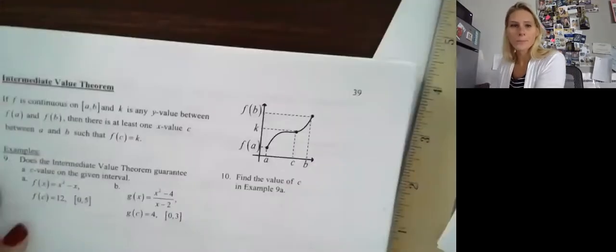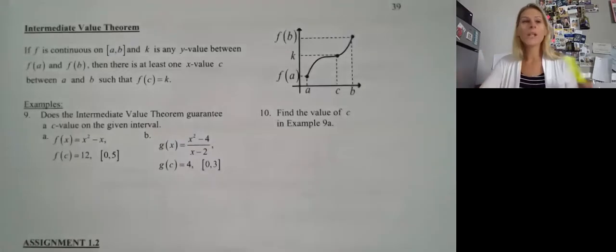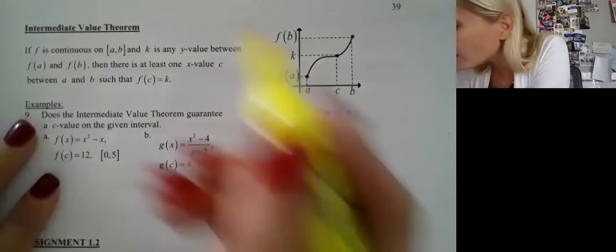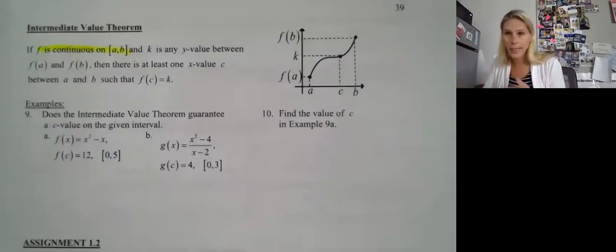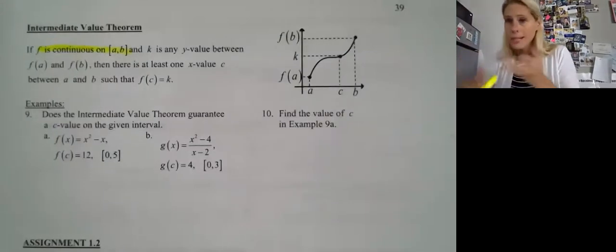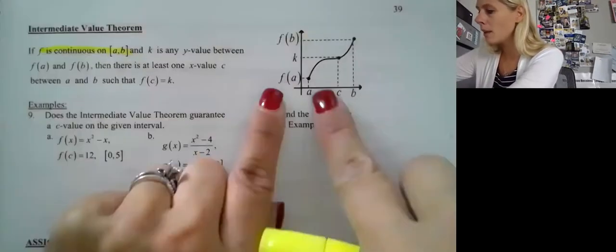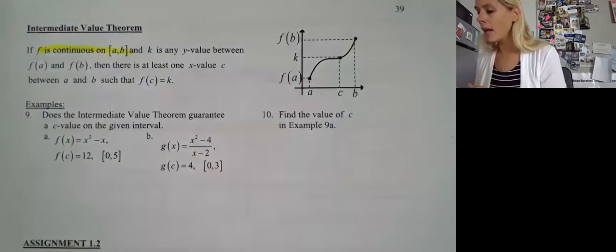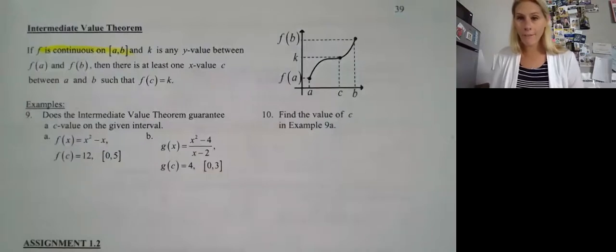Okay, one last part. The intermediate value theorem, okay? So let's look at this in parts. First of all, you can only use the intermediate value theorem if f is continuous on a certain interval. So it has to be continuous. So no holes, no asymptotes, no jumps. This picture here shows that it's continuous from A to B. And there is a K value, which is a Y value, between F of A and F of B.